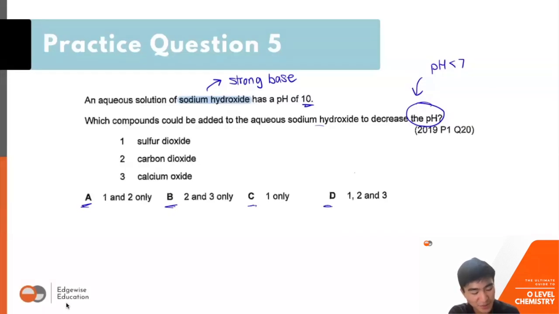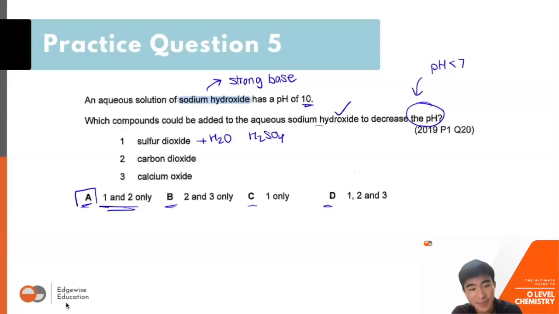Try to do this question. Very good. Some people say 1 and 2, some people say 2. Most of you say 1 and 2. Fantastic, correct. So sulfur dioxide, when I add water, what does it become? It becomes H2SO4, sulfuric acid. Very good. So it is an acid, good. I need to decrease the pH.